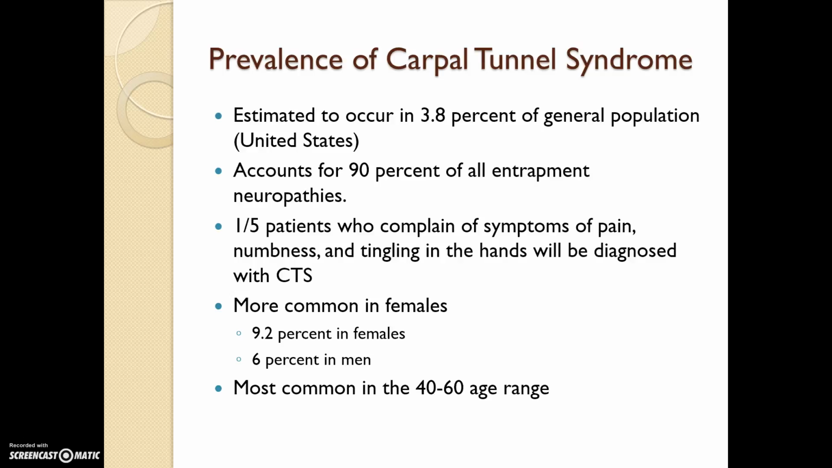Carpal tunnel syndrome is estimated to occur in 3.8% of the general population, and accounts for 90% of all entrapment neuropathies. 1 out of 5 patients who complain of symptoms of pain, numbness, and tingling in the hands will be diagnosed with carpal tunnel syndrome. It is more common in females and in the age range of 40 to 60 years old.